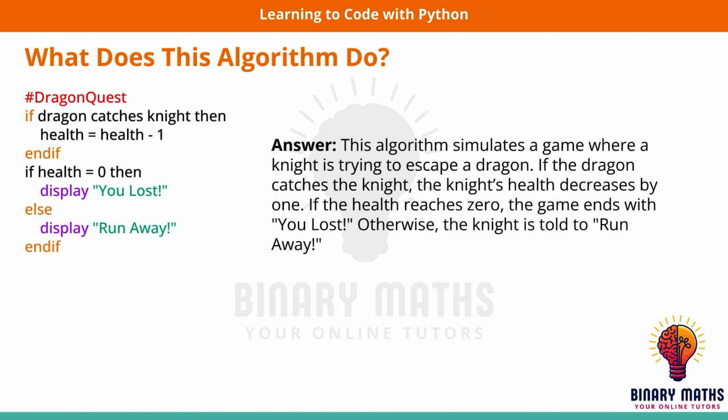Well, first, it checks if the dragon catches the knight. If that happens, the knight's health decreases by 1. Then it checks if the health has reached 0. If it has, the game ends with you lost. If the knight still has health left, it displays run away to show that the knight is still in the game. This is a simple example of how algorithms work. They use conditions like if to make decisions based on what's happening in the program. It's pretty cool, right?